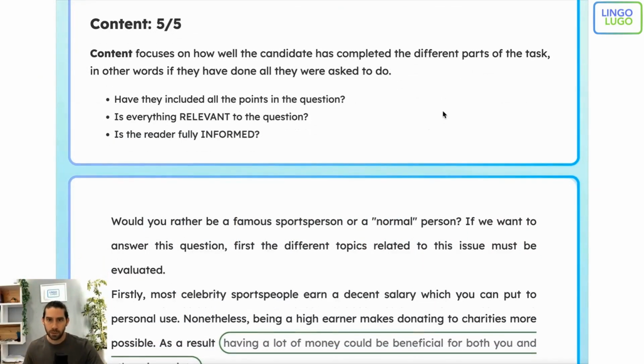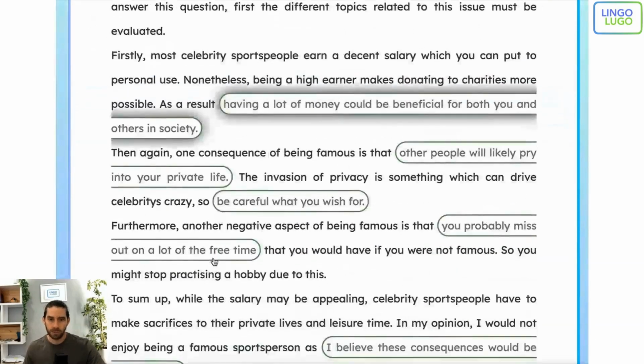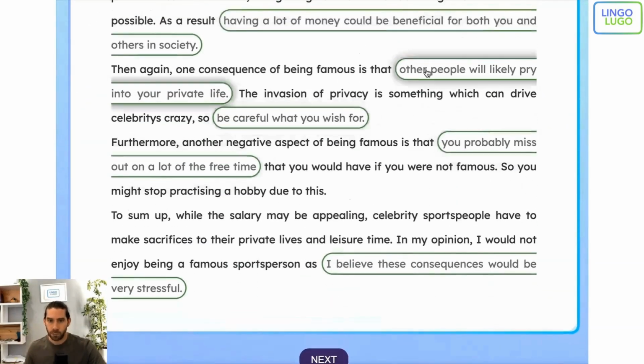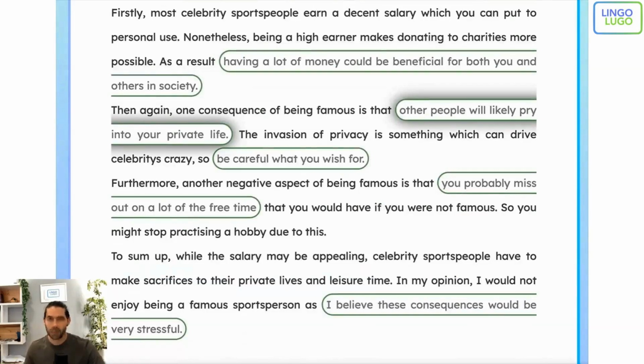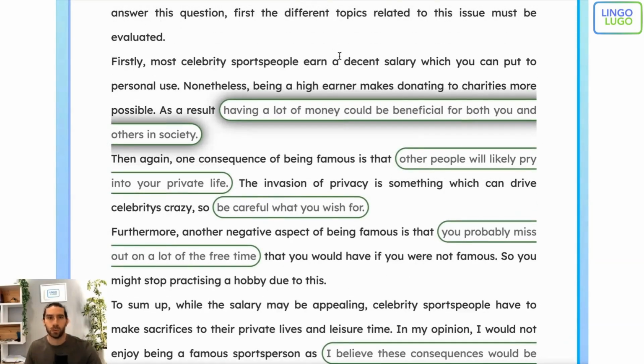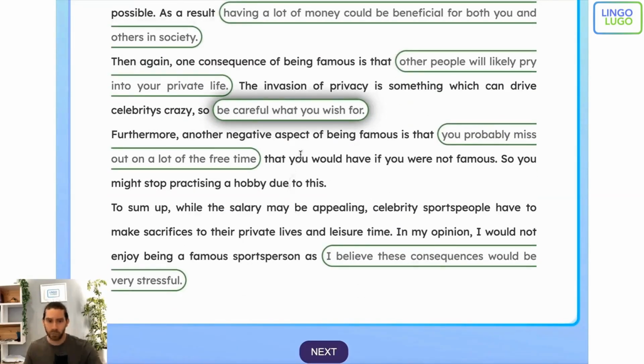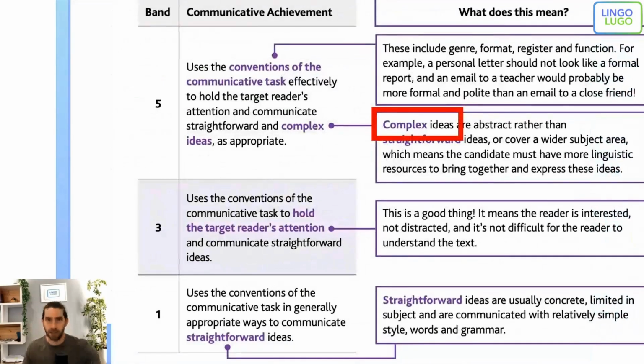In our sample, our student chose to talk about the lack of free time, which is a great idea. They also talked about money and the private lives. It's so easy to get points for the content section. If you just include those 3, you've got probably 4 out of the 5 points. Now in these ones, it shows that the student is able to communicate simple ideas effectively, but have a look at this. Be careful what you wish for. So this is an expression in English, meaning a lot of people would like to be rich and famous, but don't forget there will be disadvantages. It's a great example of communicating a complex idea.